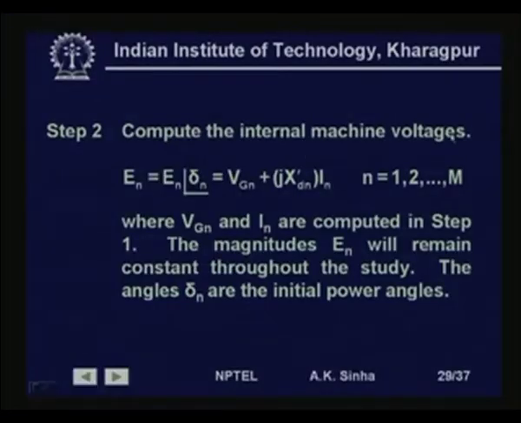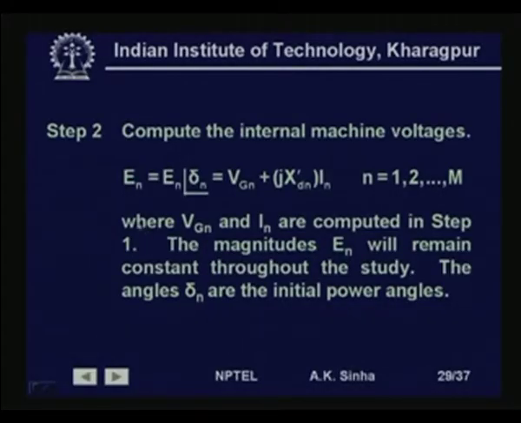Compute the internal machine voltages by knowing the generator terminal voltage and knowing the current and the reactance, as we have seen earlier. So, we calculate the machine internal voltages, its magnitude and angle. The magnitude remains constant for the period of transient stability analysis, that is, AVR action is neglected. So, V G n and I n are computed in the previous step, as we have already seen. So, we can calculate this.